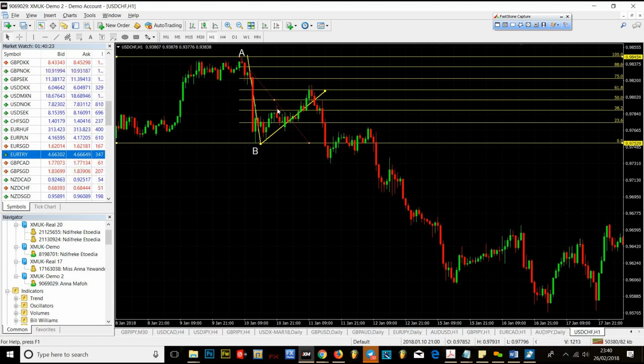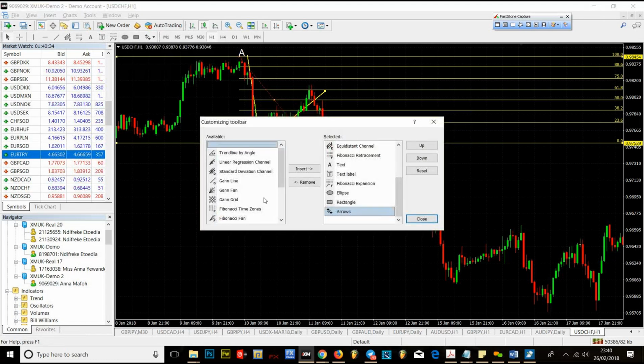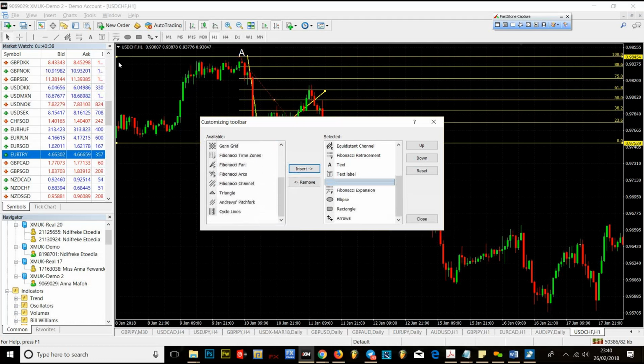So the rule says that when you want to draw your Fibonacci expansion, you pick the tool. That's this one. The same thing applies if you do not find it here: right click, go to customize, and then you locate it on the left. It should look something like this.